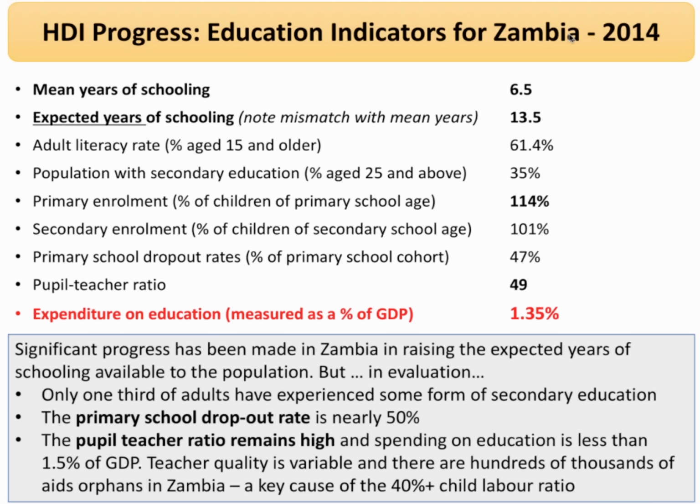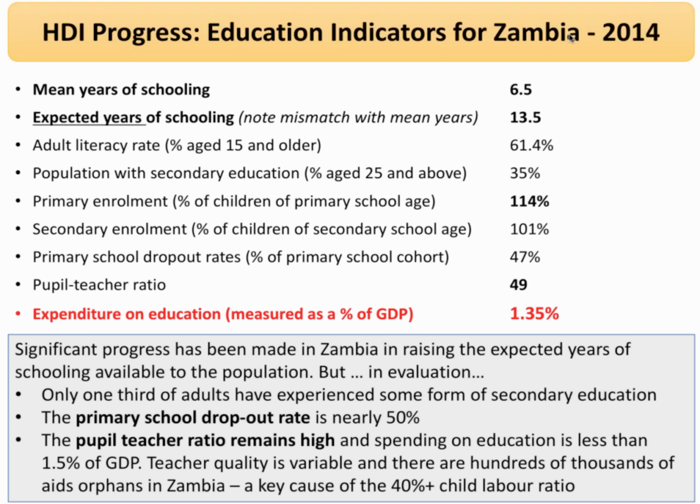Certainly the pupil-teacher ratio is very high. All kinds of debates about quality of teaching. The education system, of course, has to cope with hundreds of thousands of AIDS orphans, which is a major issue for them. And the economy as a whole has a 40% plus child labour ratio, which is, of course, staggeringly high, in many ways appallingly so.